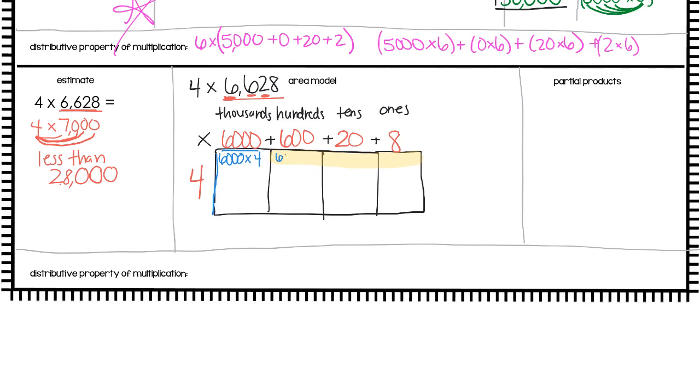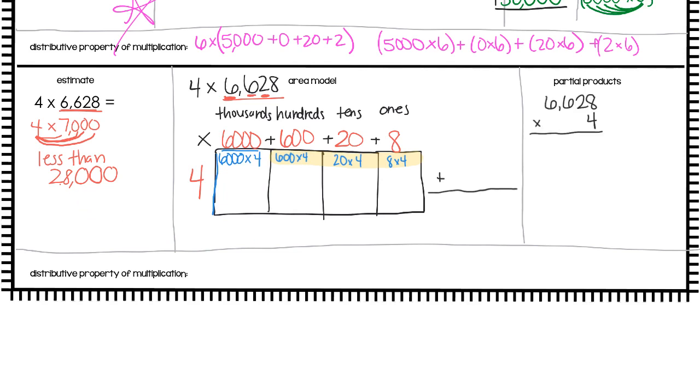So we have 600 times 4, 20 times 4, and 8 times 4. Now it's your turn to multiply them out and write your answers below. Pause the video and write your answers down here. Now I'm going to back off a little bit from helping you, so you're going to take those answers that you got and you're going to add them up over here. And it should be less than 28,000. So check that your answer here is less than 28,000.